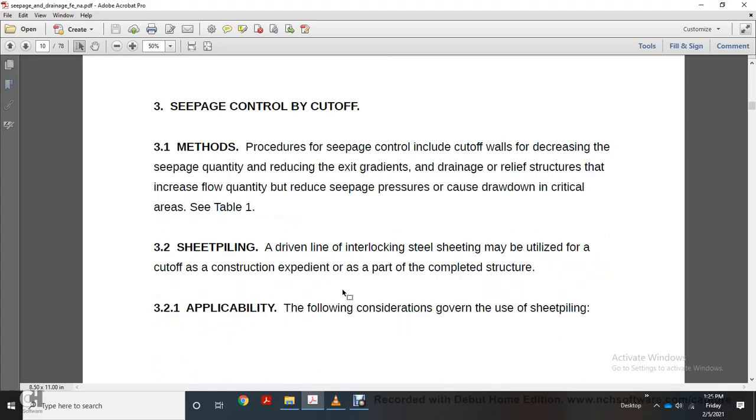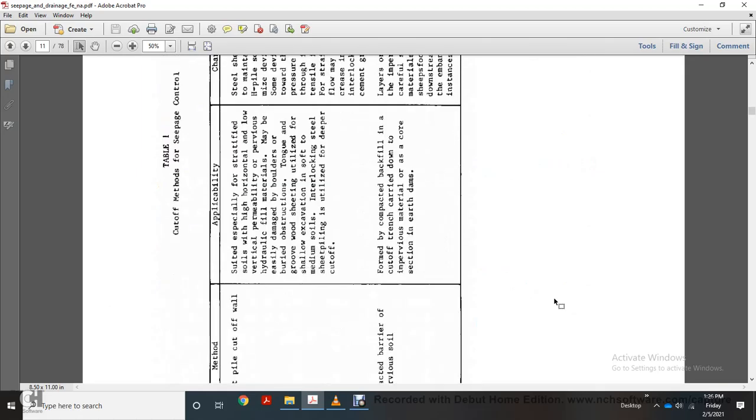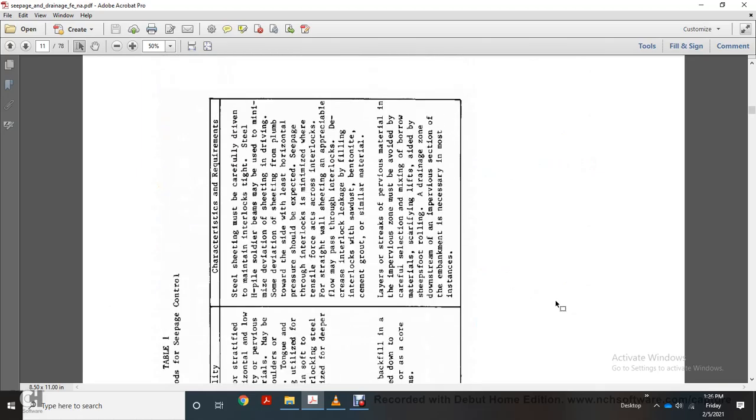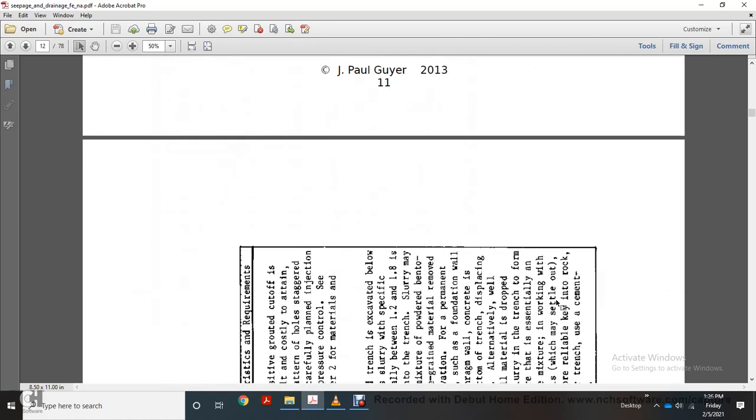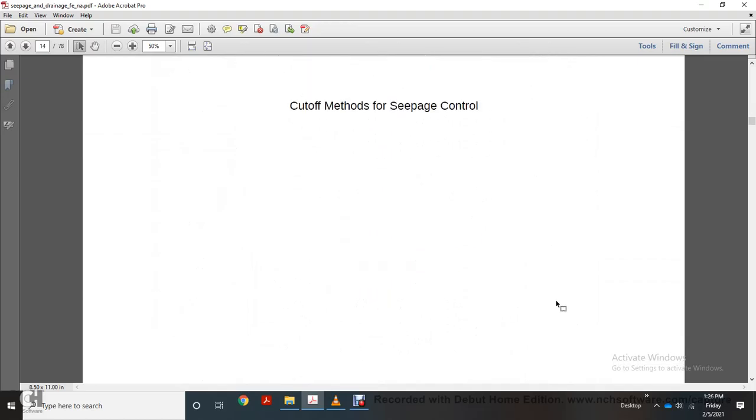A driven line of interlocking steel sheeting may be authorized for use in cutoff construction, expedient as a part of the completed structure. The following considerations govern the applicability of sheet piling. And then you've got your method, applicability, and character and requirements. Alright, that's rather lengthy.